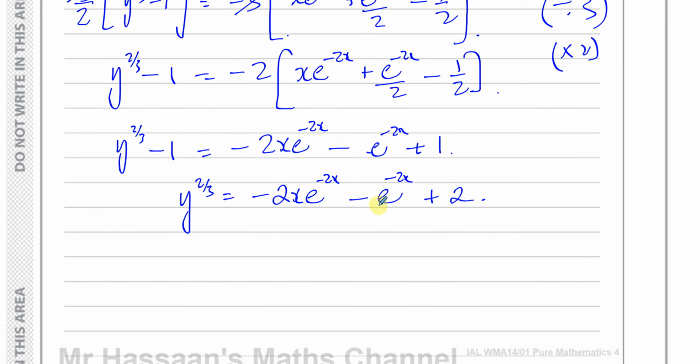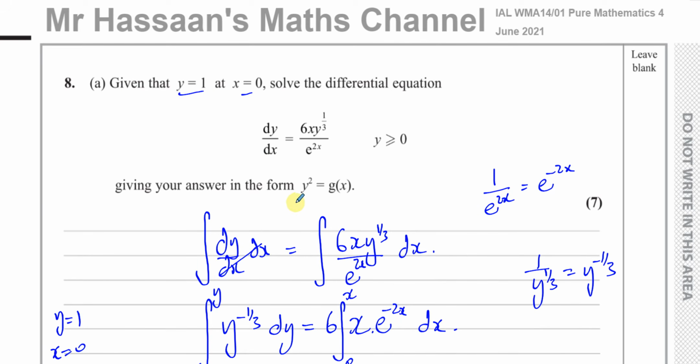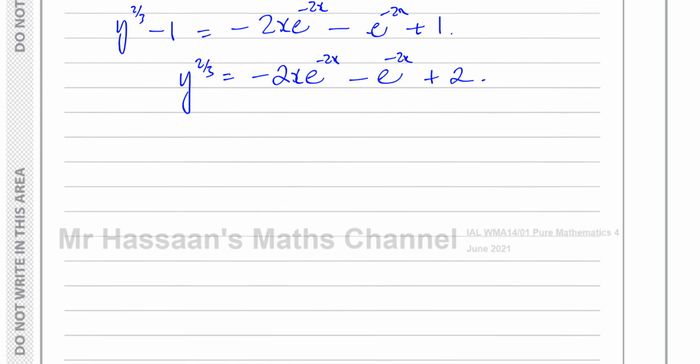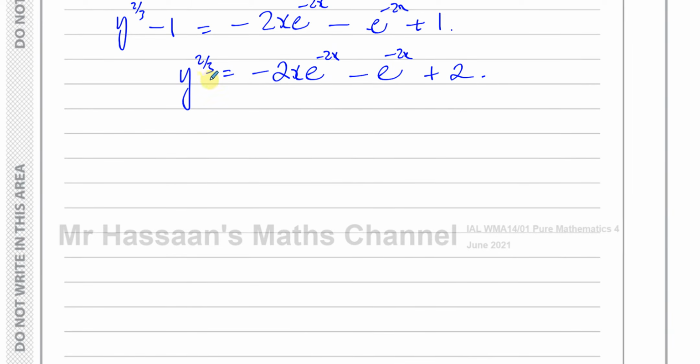All right, so now in the question, they told us to express it in terms of y squared equals some function of x. So I have to write it as y squared. So I have to get rid of this power of 1/3. So I have to cube both sides to get rid of this 1/3. So I've got to cube this side and I've got to cube that side.